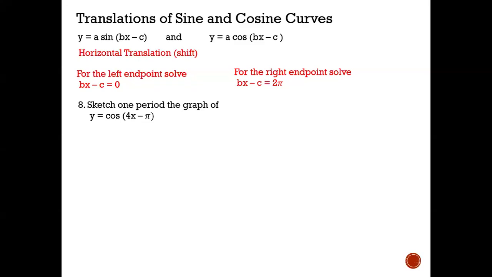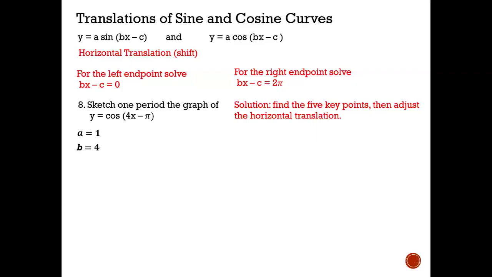Okay, so let's look at sketching one period of the graph of cosine of 4x minus pi. To do this, again, we want to find our 5 key points and then adjust our horizontal translation. So first here, our amplitude for this trigonometric function cosine is 1, means our radius of our circle is 1. B is given by 4. Let's go ahead and calculate our period.